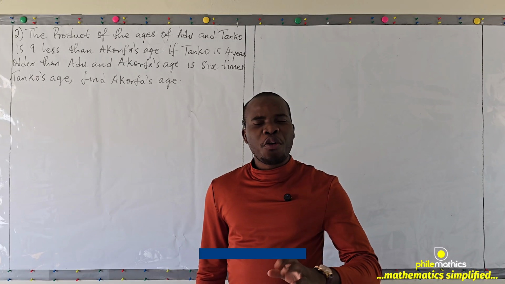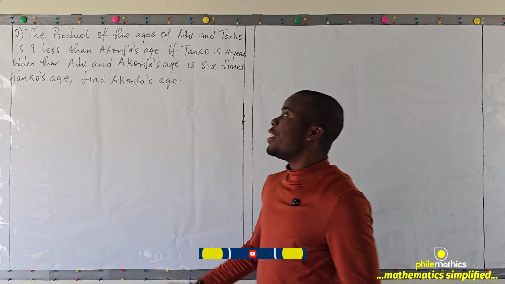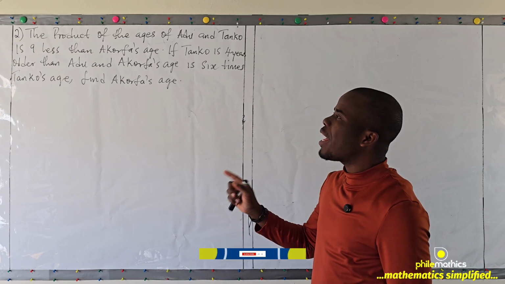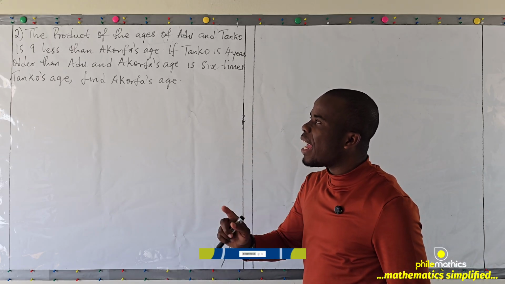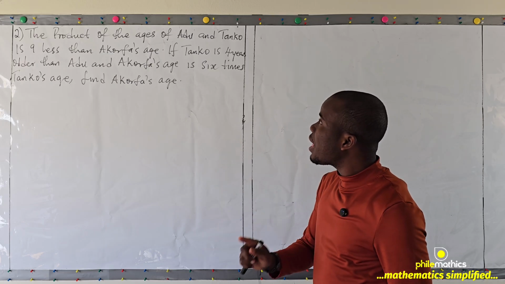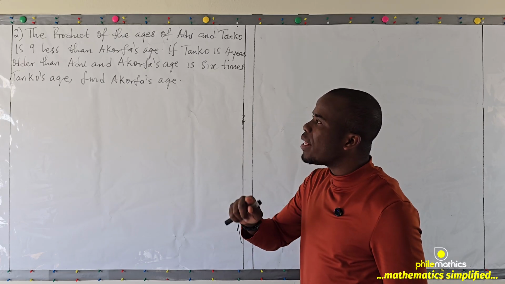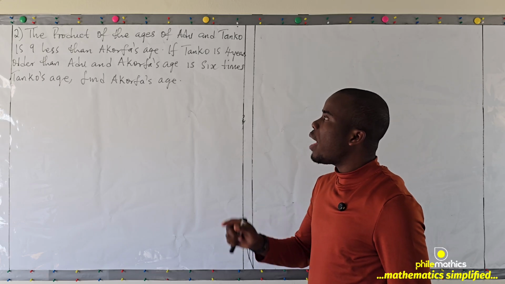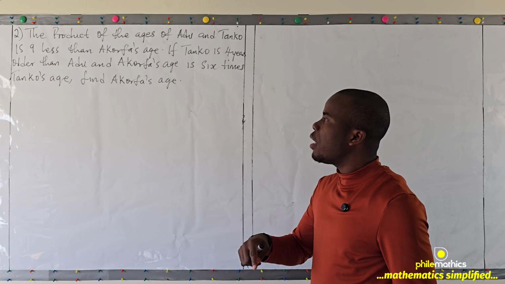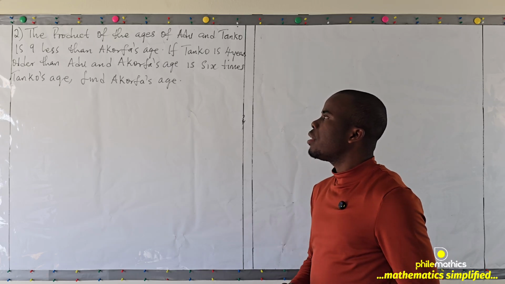For question number 2 of WAEC 2025 theory, it says the product of the ages of Adu and Tanko is 9 less than Akofa's age. If Tanko is 4 years older than Adu and Akofa's age is 6 times Tanko's age, find Akofa's age.